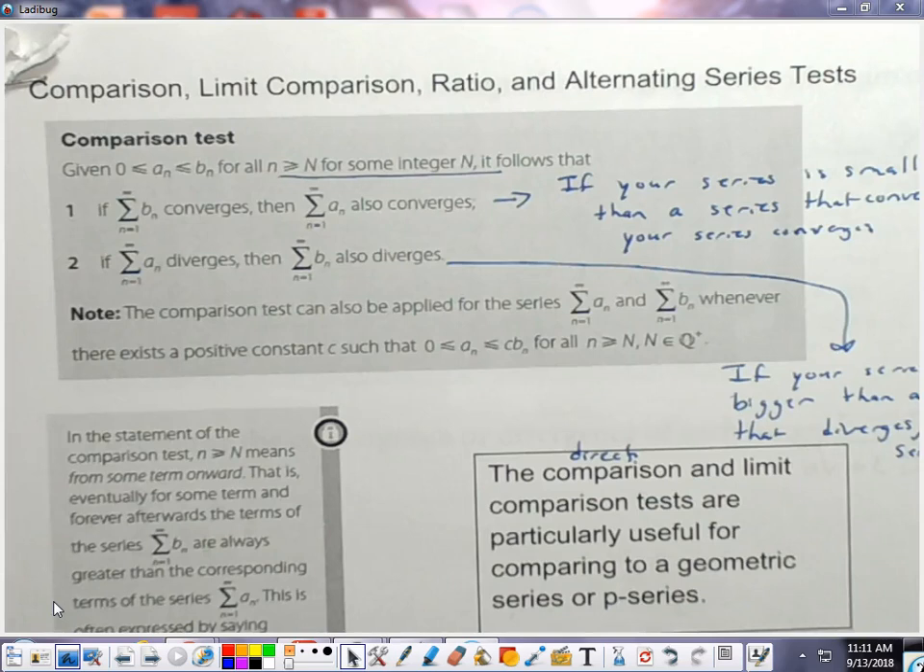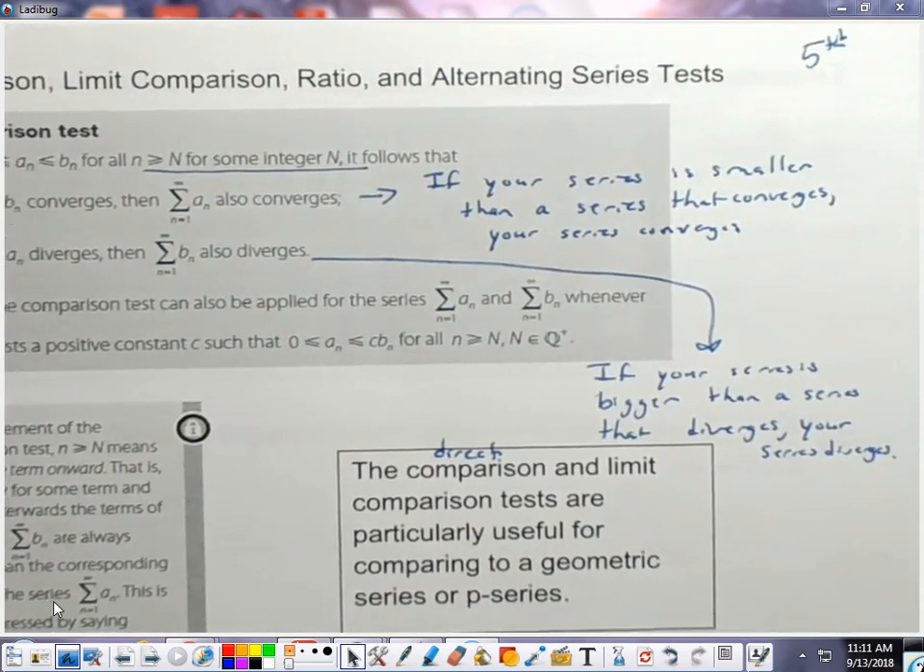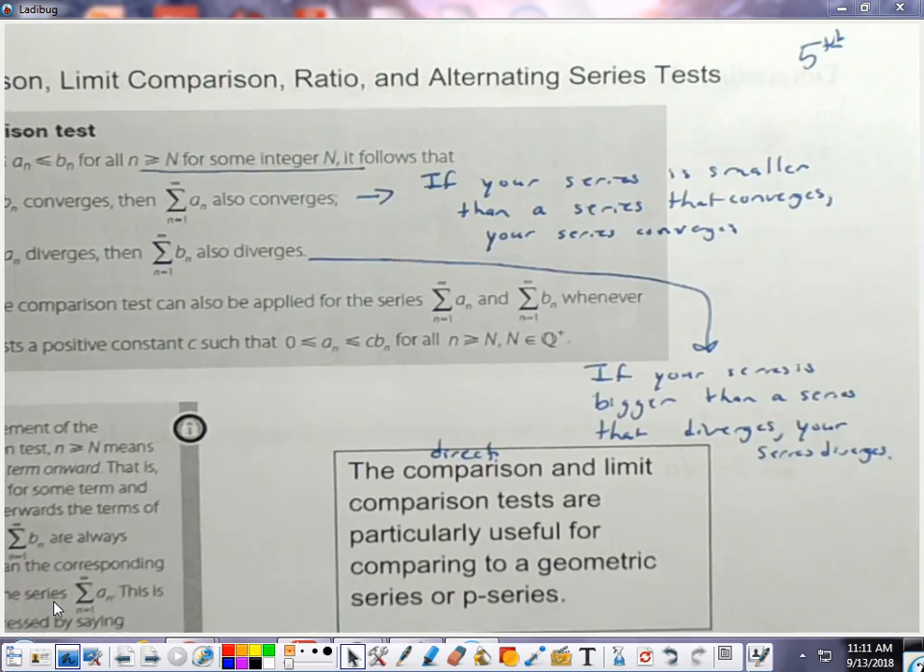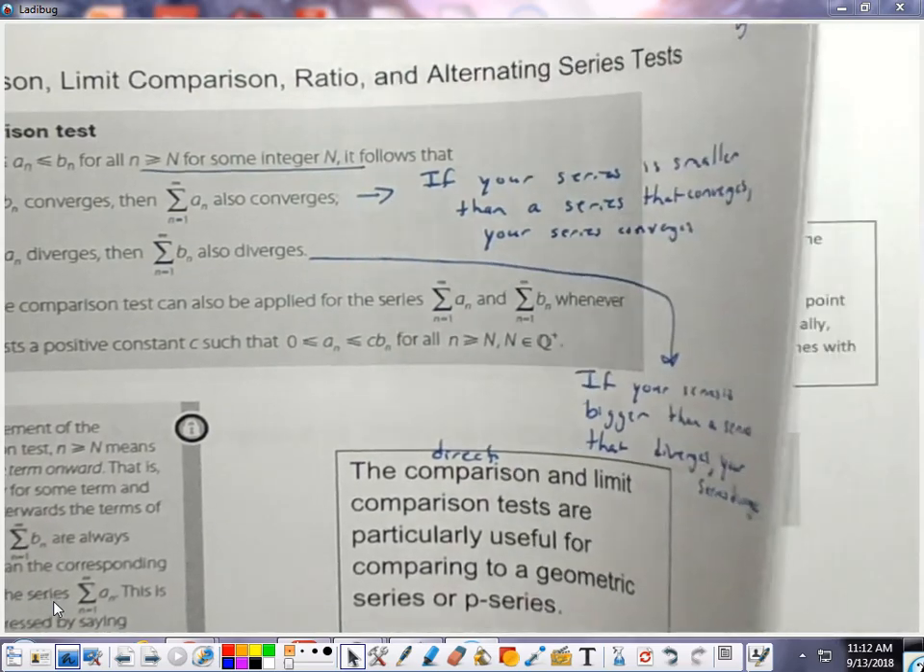The other side of that is, if your series is bigger than a series that diverges, your series is going to diverge as well. Basically, if you're bigger than something that goes to infinity, you're going to have to go off to infinity as well. Those are the two main things. If you are smaller than something that diverges, you don't know anything. Maybe you go to infinity too, maybe you're not. That's the premise, and we're going to be comparing to mostly geometric and p-series because we know how they behave.